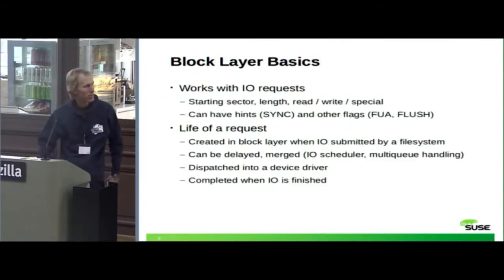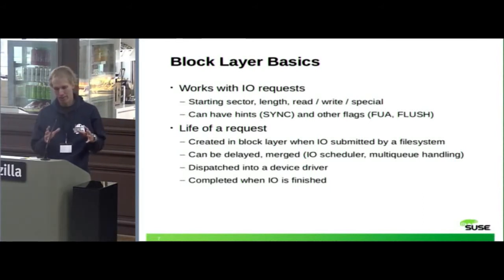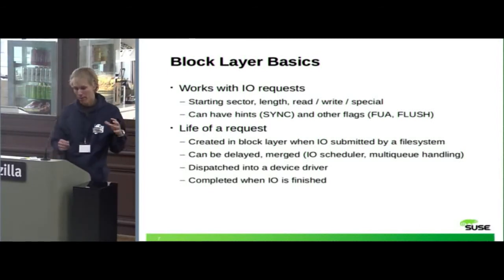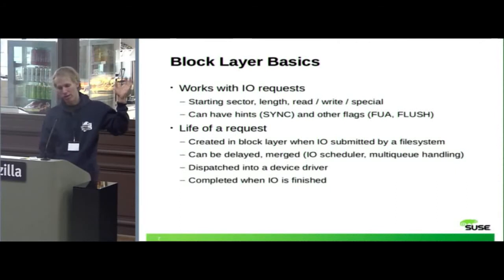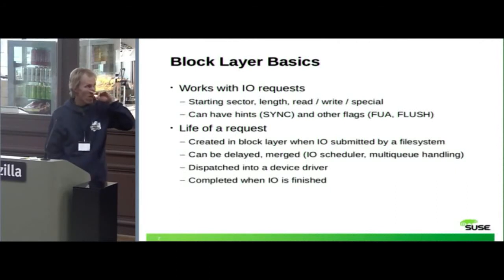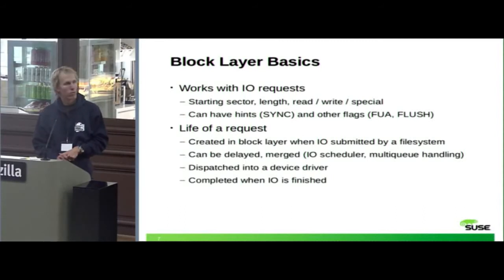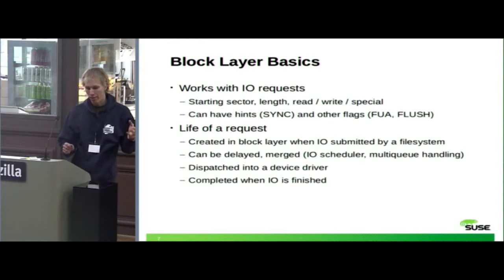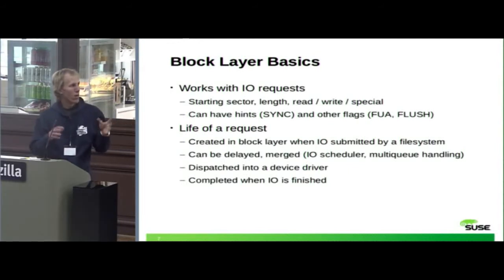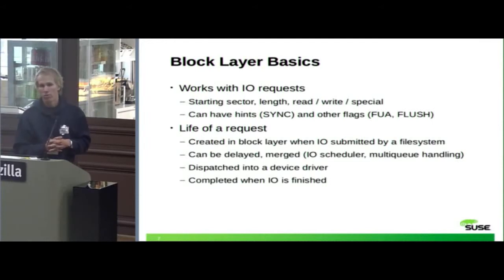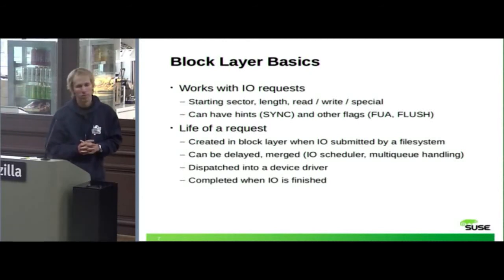So, some basics. The block layer works with IO requests, so it's all centered around handling and shuffling IO requests here and there. An IO request is a thing which has a starting sector and length. It can be read, it can be write, and there can also be some special IO requests which do not carry any data. These are, for example, a request to discard part of the media. This is usual for SSD disks where you have a discard operation, or it can be a request to flush writeback caches and so on. So that's also handled as an IO request, but it's special because it doesn't have any data attached to it.